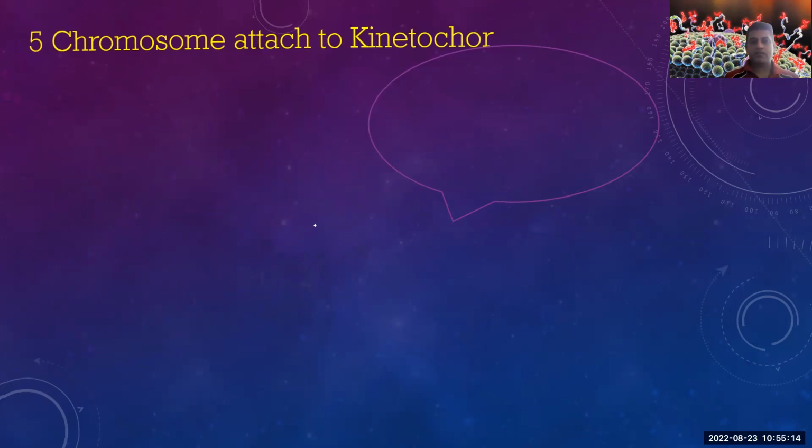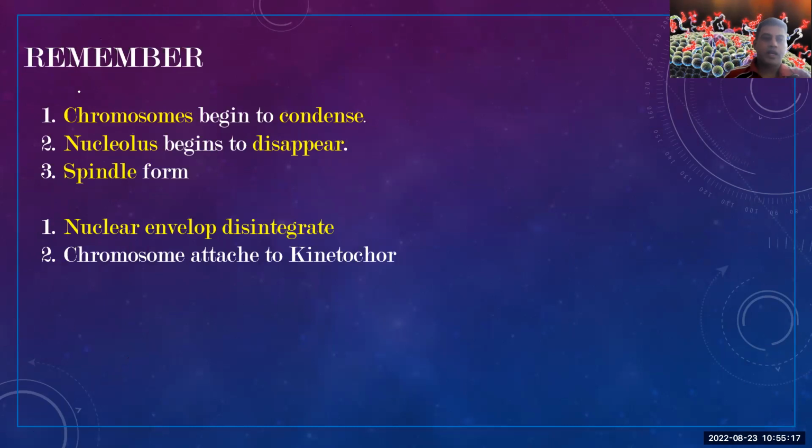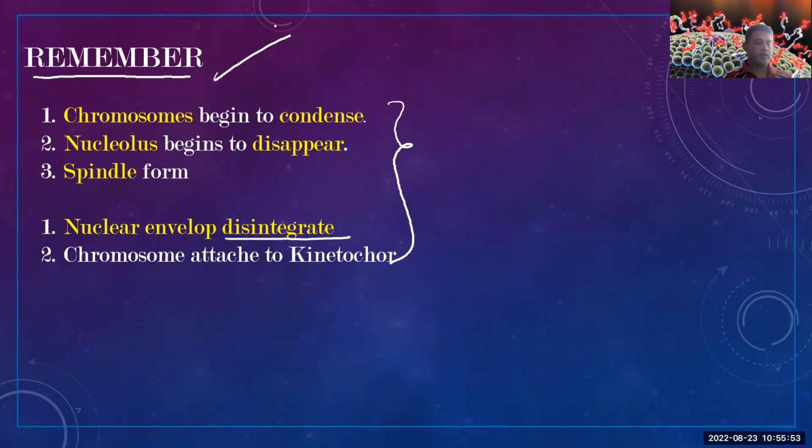So we can summarize these events like this. You need to remember only these points. Prophase: chromosomes begin to condense and become visible, nucleolus disappears, spindle forms. Prometaphase: nuclear envelope disintegrates, disintegrate and disappear being the same, and chromosome attaches to kinetochore. Right? So these are the five things you need to remember. That's very important.